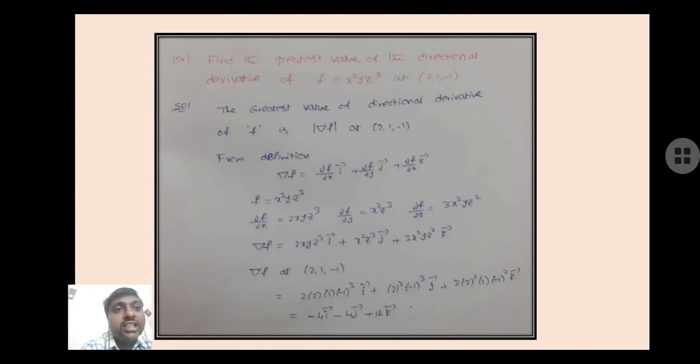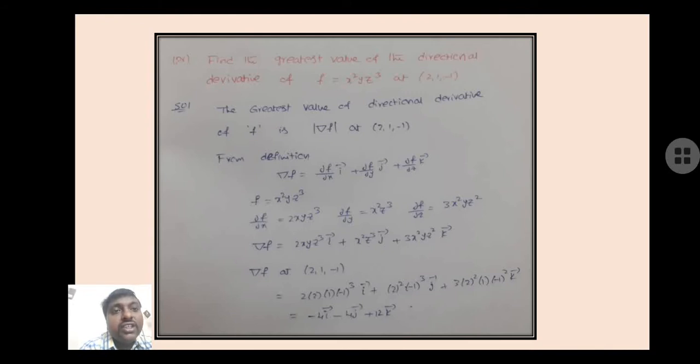Find the greatest value of the directional derivative of f at 2, 1, minus 1. Okay, here the scalar point function f is equal to x square y z cube. Now I try to find the greatest value of the directional derivative. For calculating the greatest value of the directional derivative, it is enough to calculate modulus of del f at the particular point 2, 1, minus 1. For this purpose, I am calculating del f first.